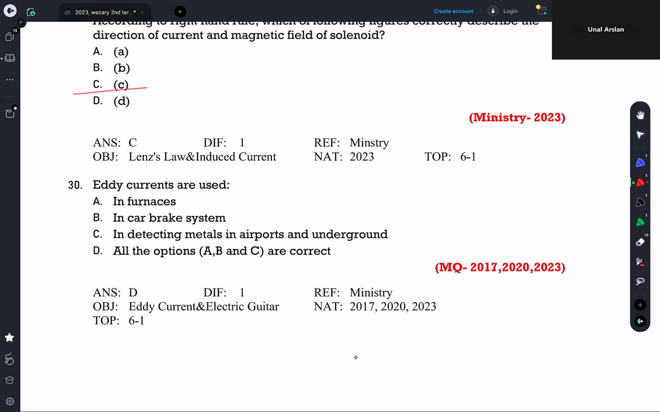Eddy currents are used in, for instance, carbon. This is a several times asked question.